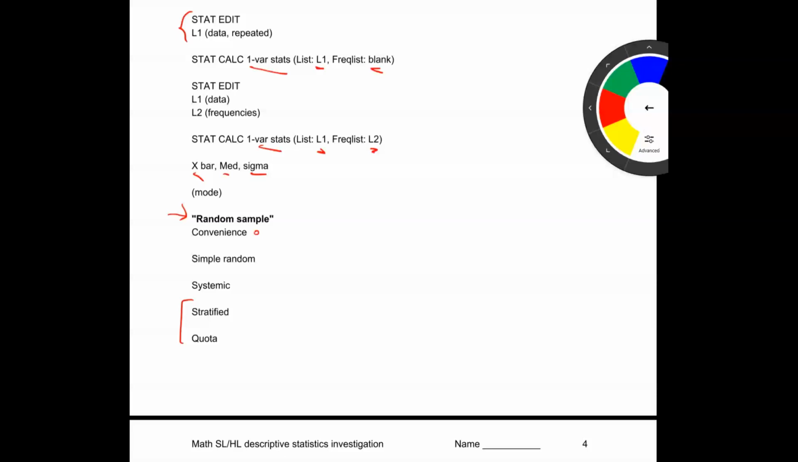Let's say that 12th grade has 45 students, 11th grade has 35 students. We would take samples in proportion to the number of students in each grade.